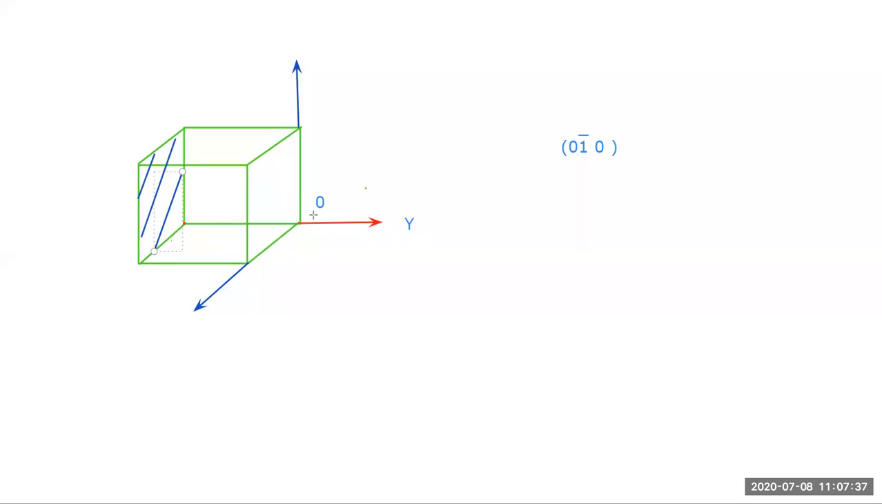Same way for 0 0 bar 1. You have to shift the origin in the Z direction. So the bottom plane is 0 0 bar 1. Anybody having any doubt on how to draw the negative sign planes? Any doubt? No doubt, sir. Okay, then we see the coordinate system.